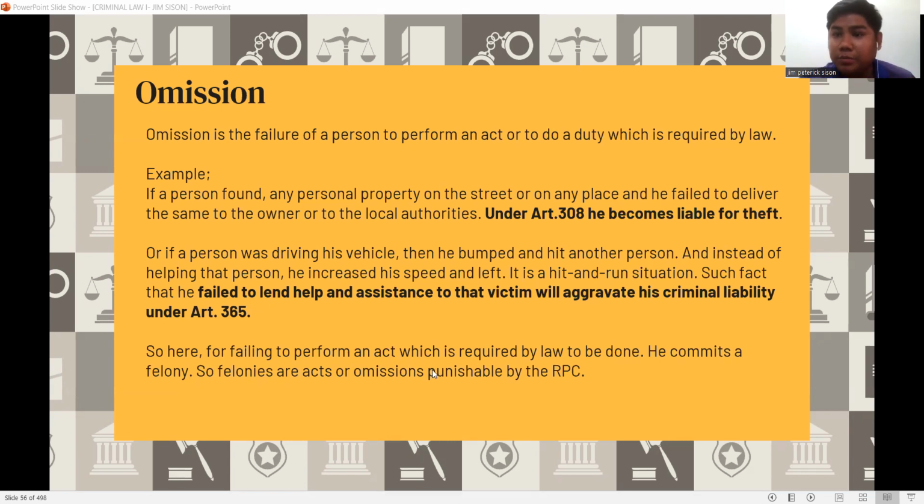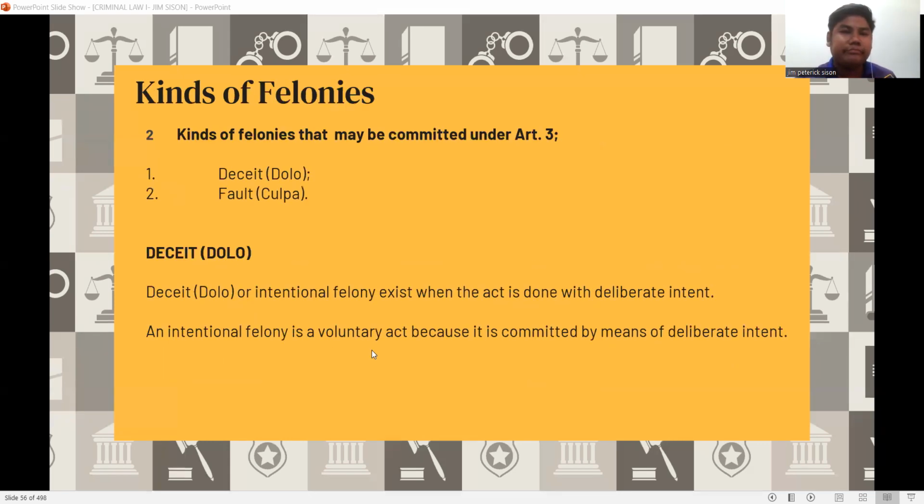So here, for failing to perform an act which is required by law to be done, he commits a felony. Why? Because what is a felony? It is an act or omission that is punishable under the Revised Penal Code. So felonies are acts or omissions punishable by the RPC. What's RPC? Revised Penal Code. So there are two kinds of felonies. What are the two kinds of felonies? We have deceit or dolo and then fault or culpa.